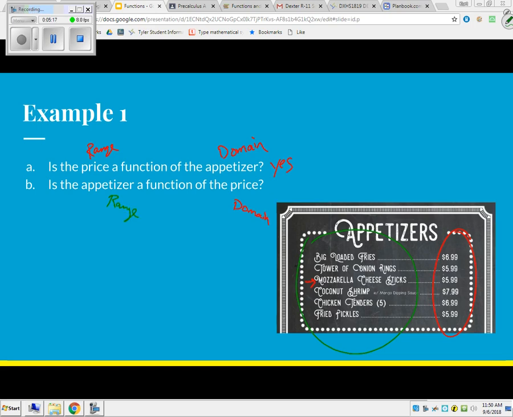I'm looking at it. Do all of my prices map to exactly one of these appetizers? For example, the $6.99 maps to the big loaded fries. Those sound good too. But also, if I look down here, $6.99 also maps to this. That is a no-go. You are not allowed to have the same number over here go to two different appetizers. So this one would be a no.